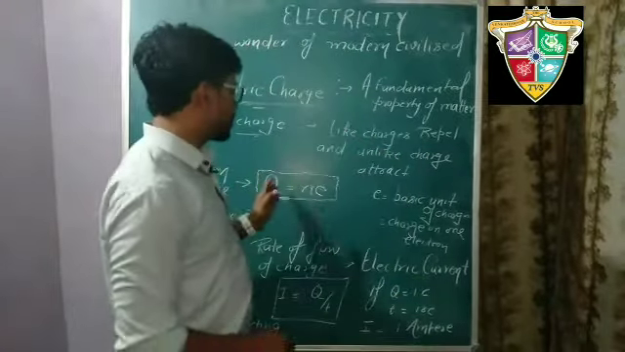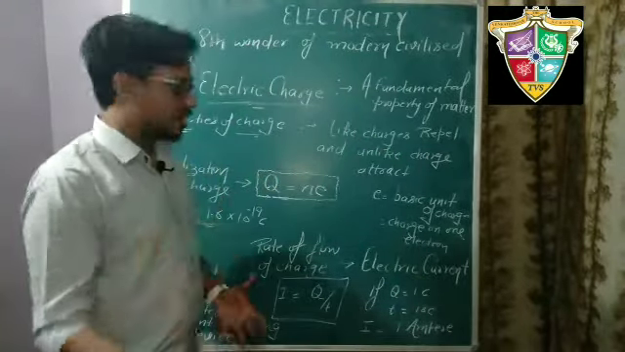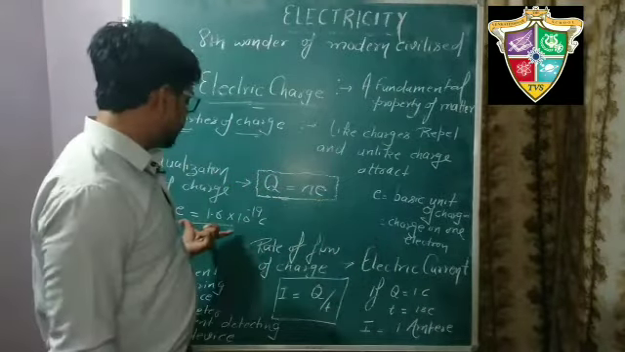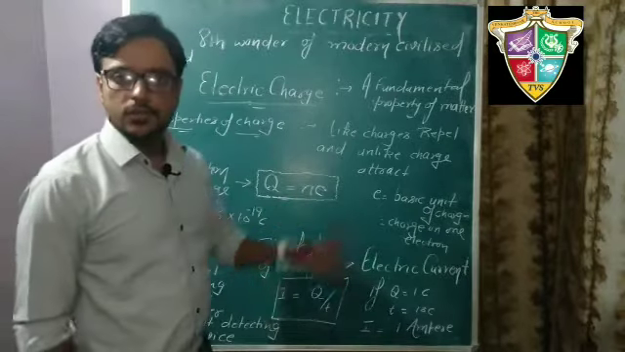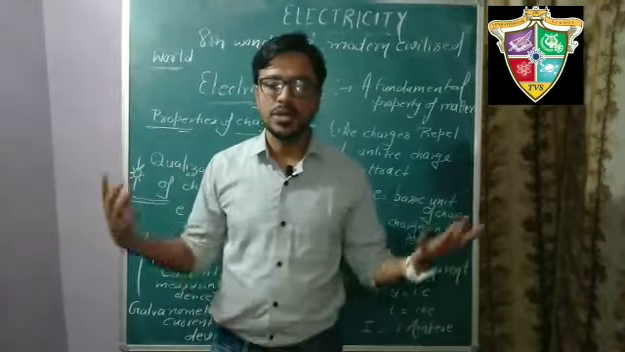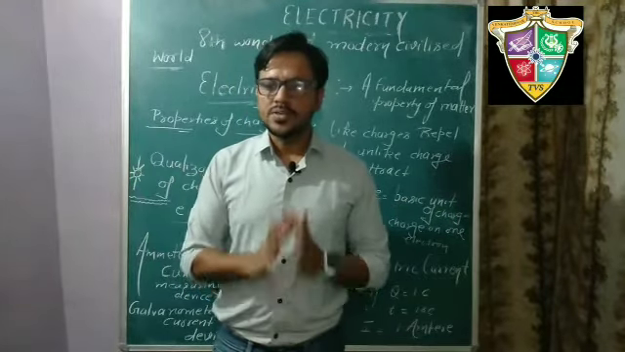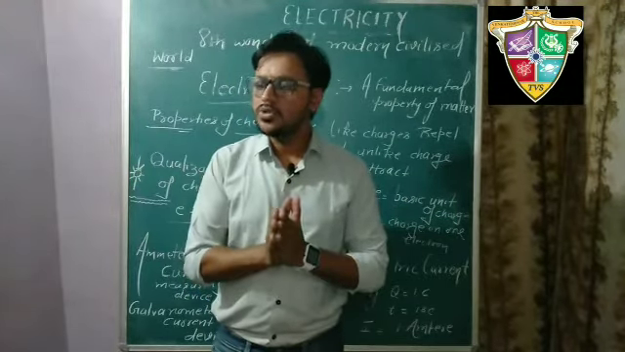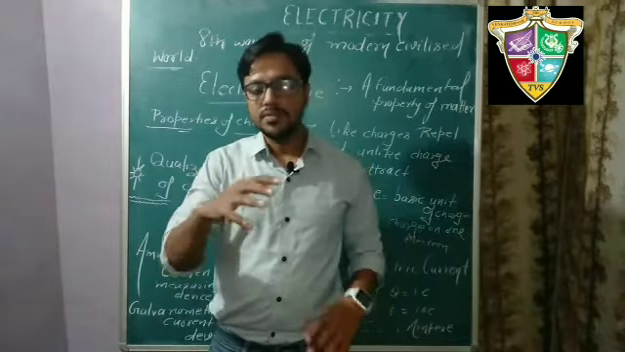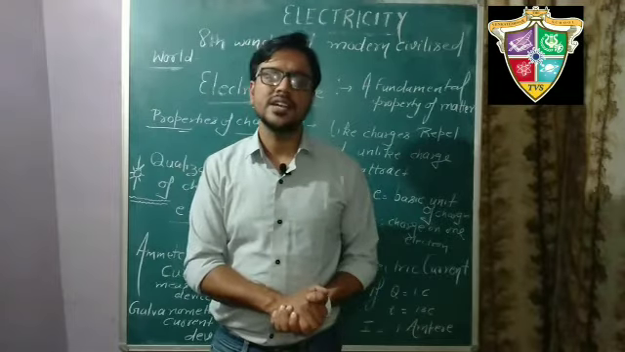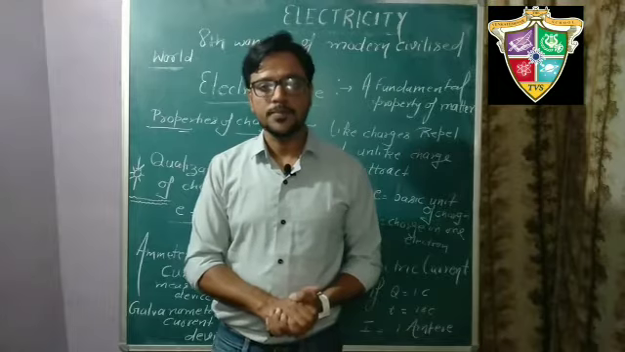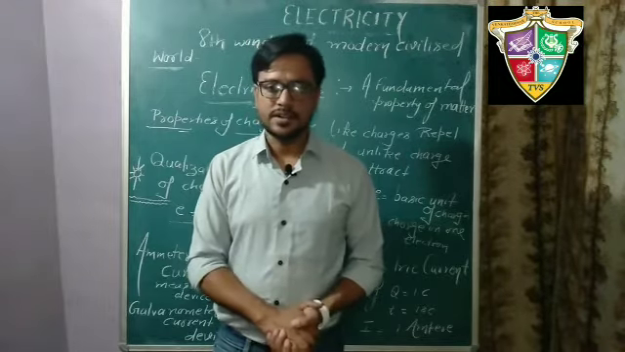If you have 5 coulomb of charge or any amount of charge, you can place this value here. You know the value of e, and you can calculate n, the number of electrons. So these are the properties of charge. Now students, what is responsible for running an electrical appliance? If you supply some current to that electrical appliance, then it runs and does some work. So what is electric current?